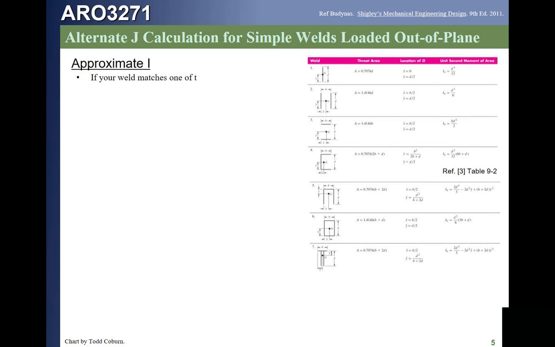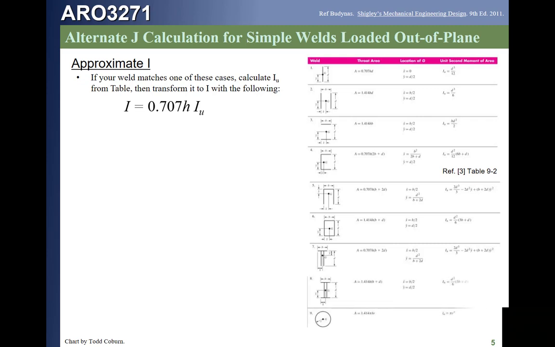Now, if we find a weld of the same type, or one of these types, and it's loaded out of plane, which means that our moment lies in the plane such that it causes stresses out of the plane, then we're going to use this table to calculate the I sub u. Once again, that's the unit moment of inertia. And we will convert that unit moment of inertia to the actual moment of inertia by multiplying by 0.707 h.